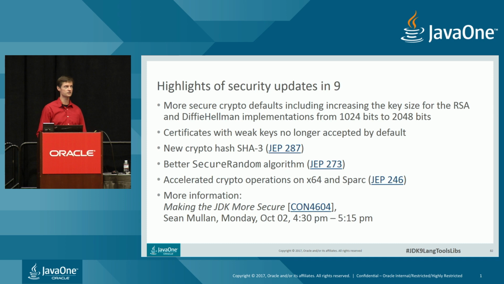A few highlights to the security APIs in 9. By this secure by default policy, the default key sizes for RSA were increased, and so forth. Also, certificates with weak keys are no longer accepted by default. There are some system settings you can use to still have those certificates accepted if you need them. My colleague, Sean Mullan, gave a talk about making the JDK more secure that covers the JDK 9 security libs features in more detail, and the video for that talk is already up from the conference.